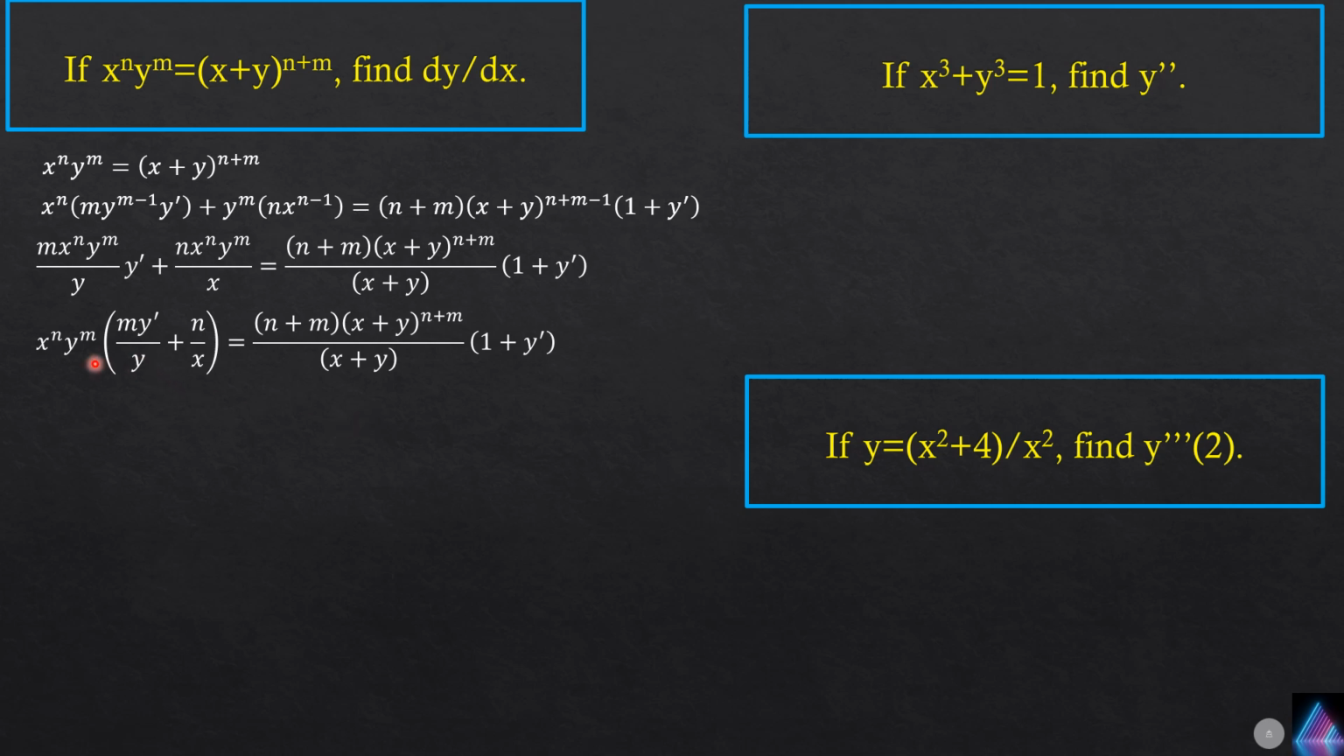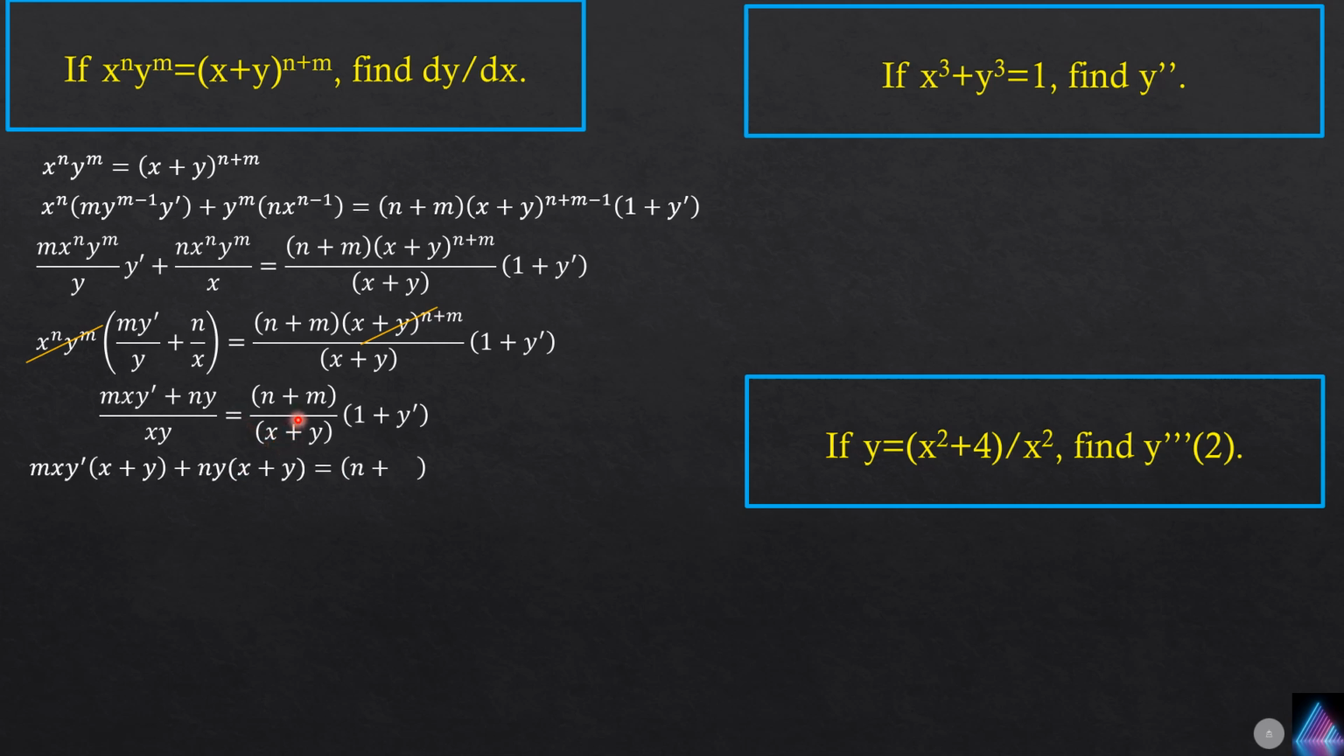Then simplifying further, and take note that x^n y^m equals (x + y)^(n+m). We can cancel this. They are equal. And the LCD here is xy. So we have (m x y prime plus n y) over xy equals (n + m) times (1 + y prime) over (x + y). We then cross multiply. We have (m x y prime plus n y) times (x + y) equals (n + m) times xy times (1 + y prime).